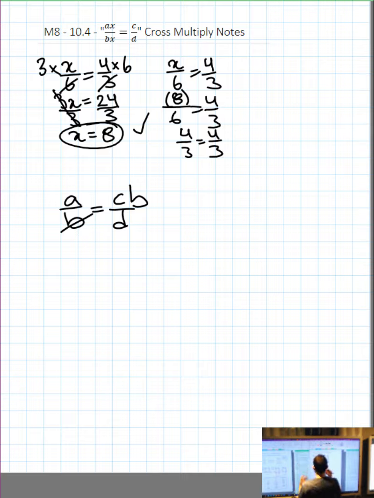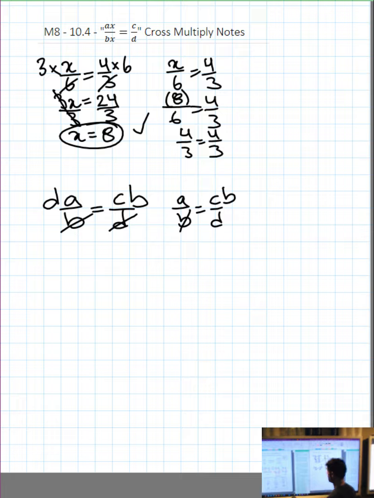Now I could times both sides by d, but I don't have to. And that's the key. So I could times both sides by d and put it where it belongs. Or I'm going to rewrite the question: a over b equals c over d. Just cross off the b and put it where it belongs, where it could belong.